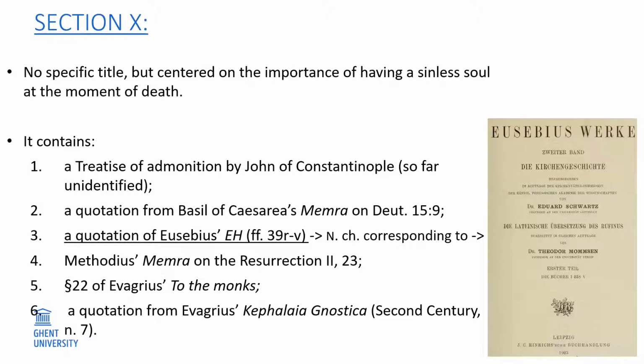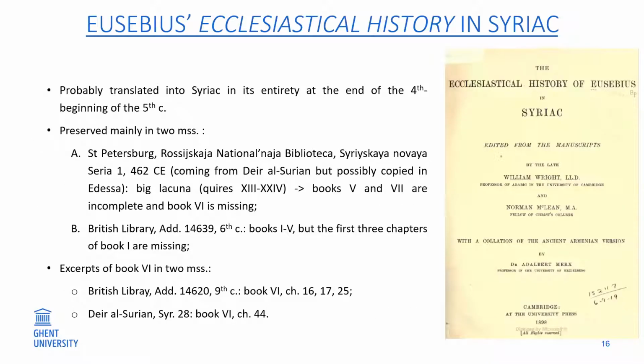Before addressing this quotation, I'd like to spend some words on the translation of Eusebius' Ecclesiastical History into Syriac, because the work was translated in its entirety, probably at the end of the 4th or the beginning of the 5th century, from Greek into Syriac. We now have 2 manuscripts that preserve this translation, and they're called A and B in the Syriac edition that was made by Wright and McLean.